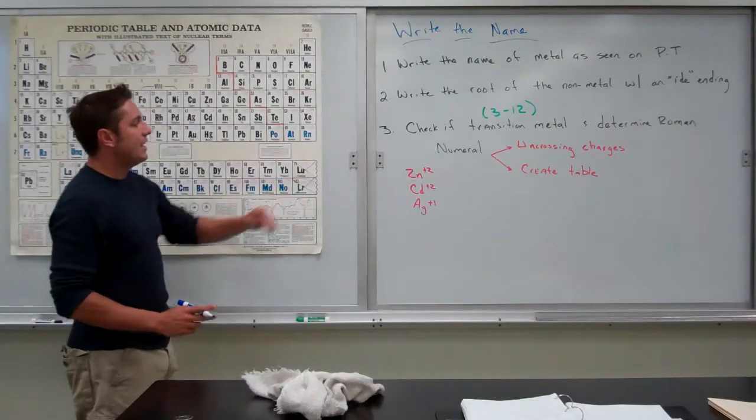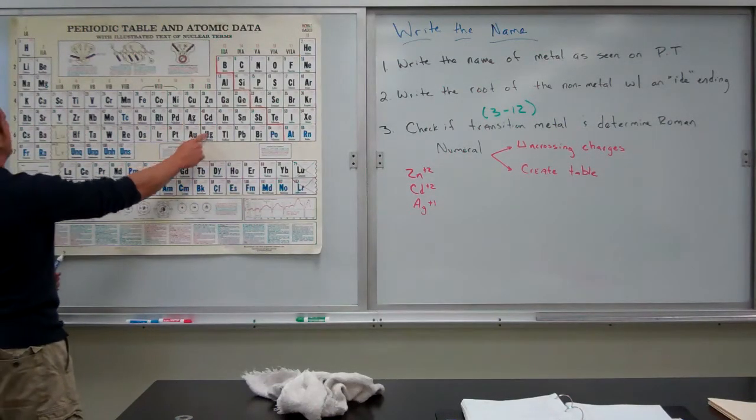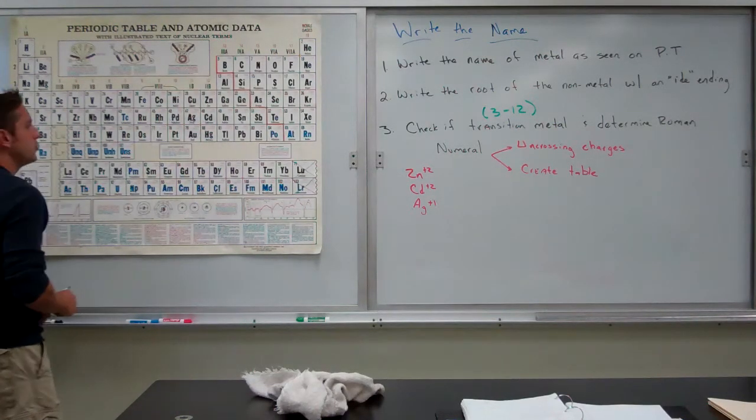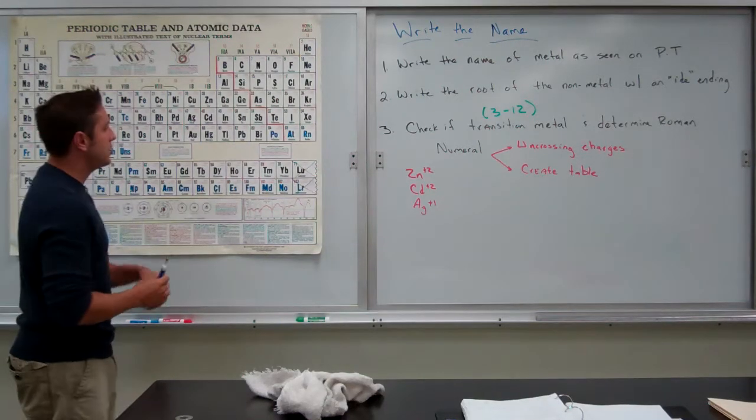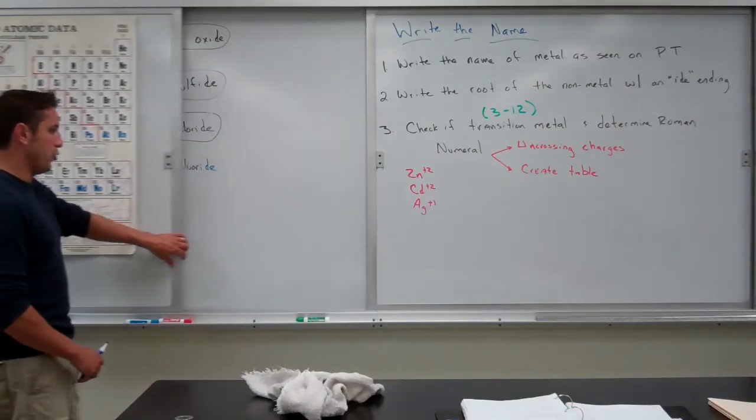Step 3. Check if my metal, which was mercury, is a transition metal. Is it in group 3 through 12? You bet. It's in group 12. Is it one of our exceptions? It is not. So that means this should get a Roman numeral.